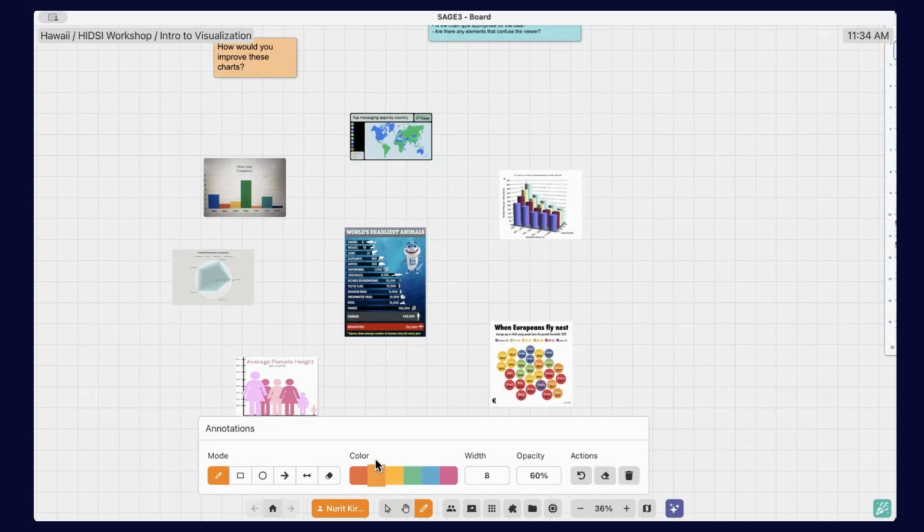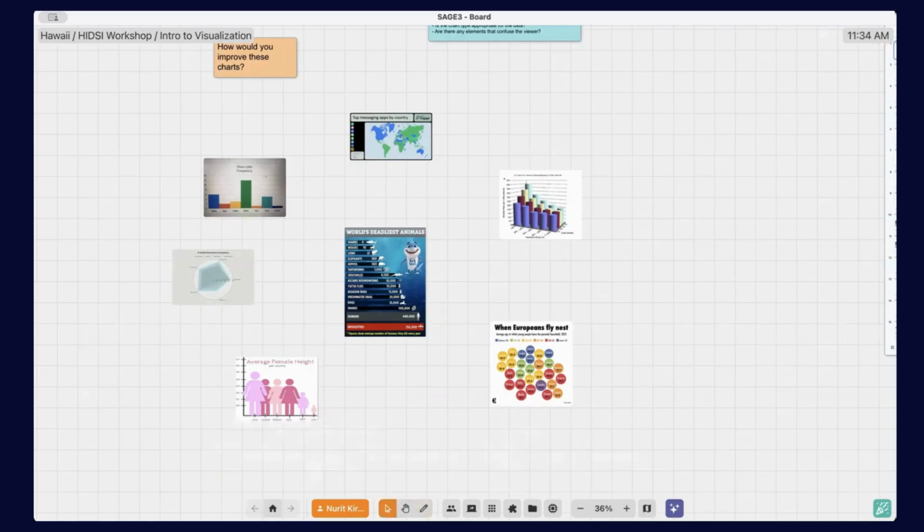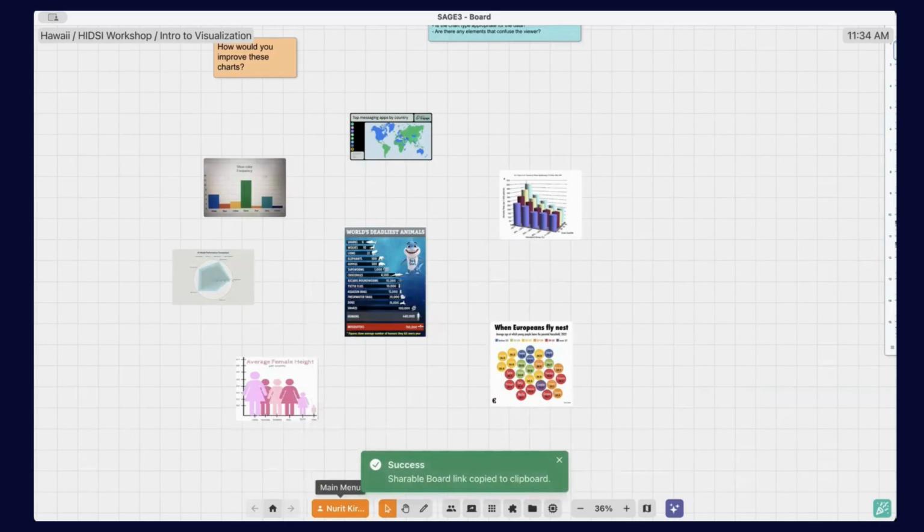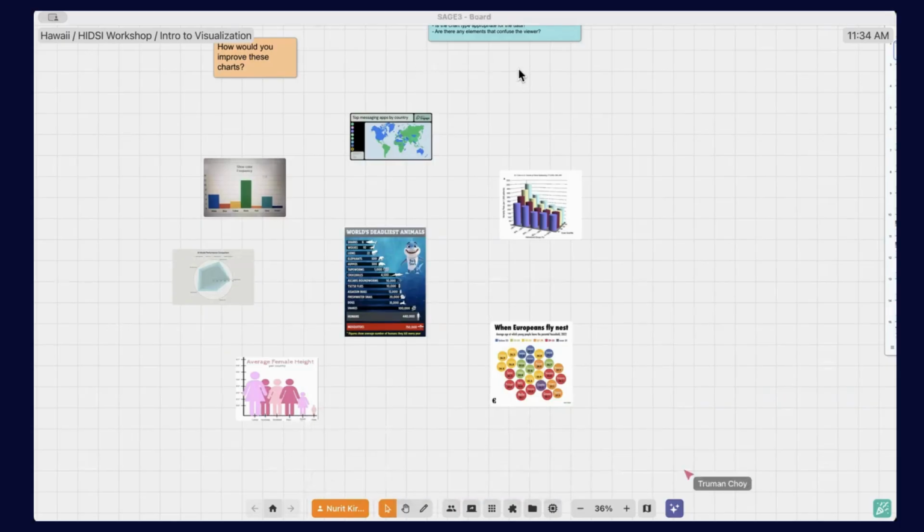Am I able to drop the link? I should be able to easily drop the link. The only problem is that I never remember where the chat is when I'm in full screen share. Oh, there you go.